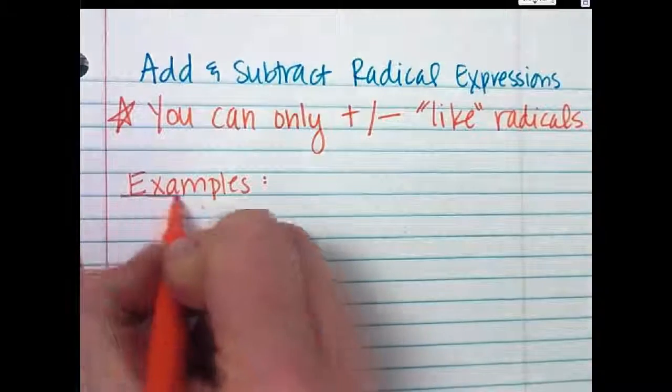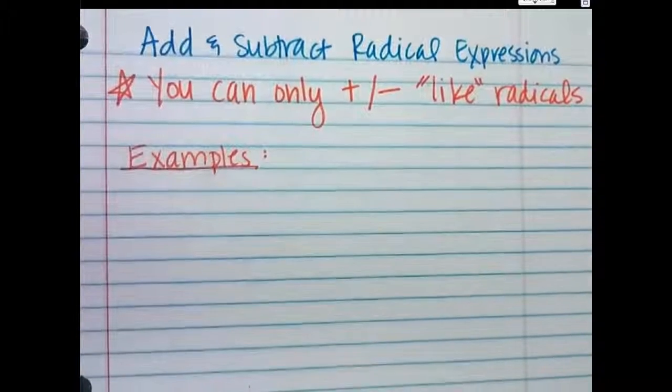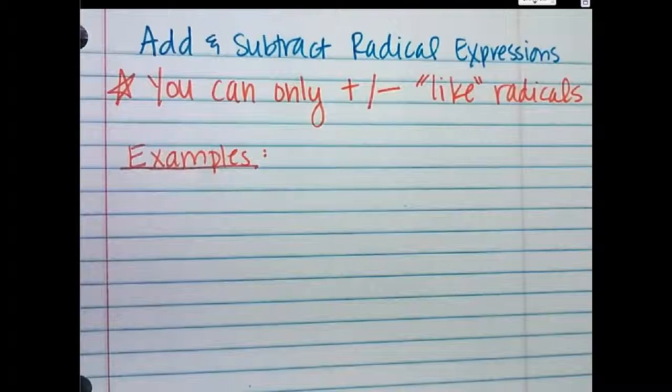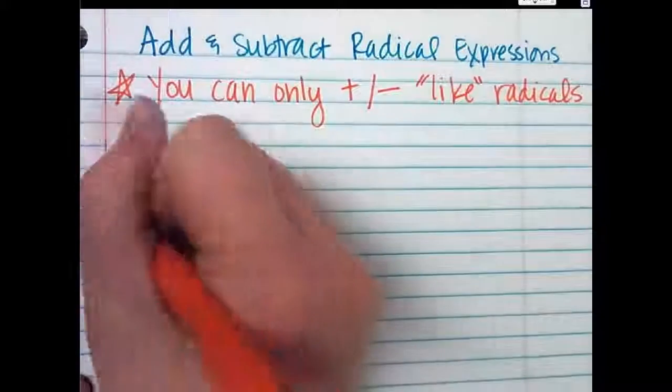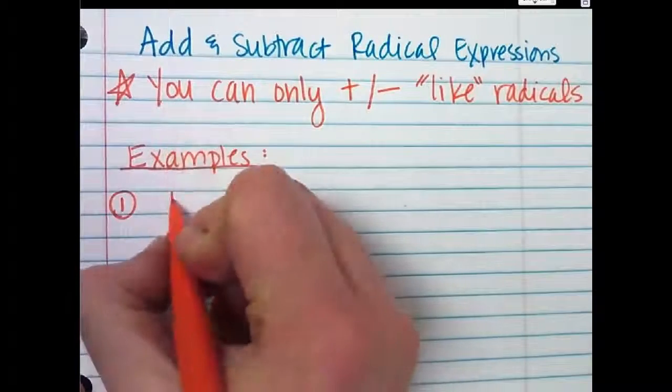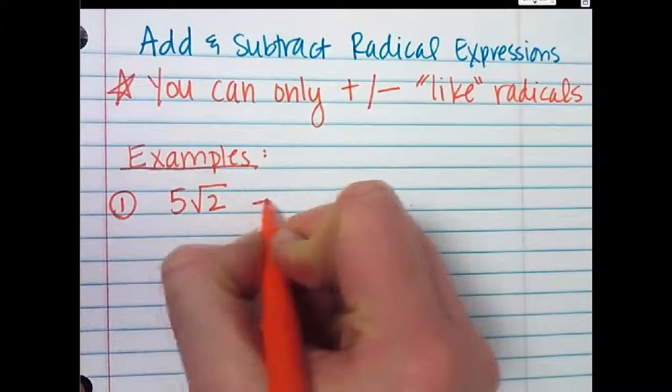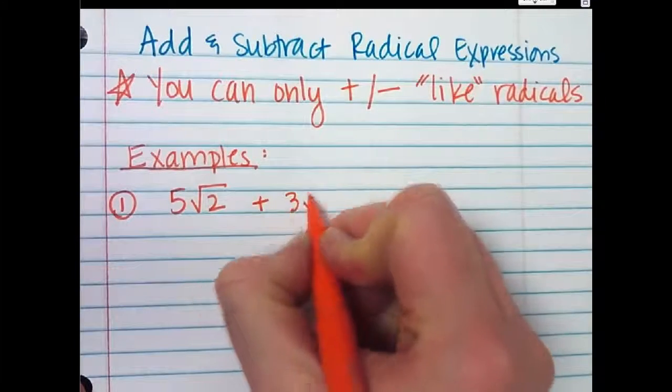So we'll do a couple where you don't have to simplify anything, and then we'll do some where you do simplify. Not horrible. Just simplifying radicals mainly. Okay, number 1, 5 square root 2 plus 3 square root 2.